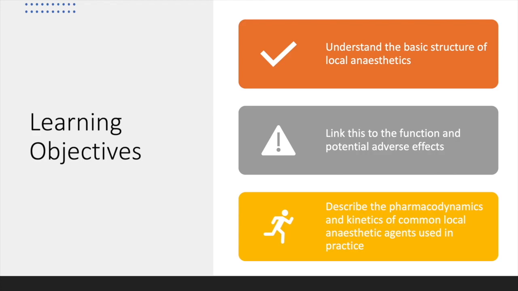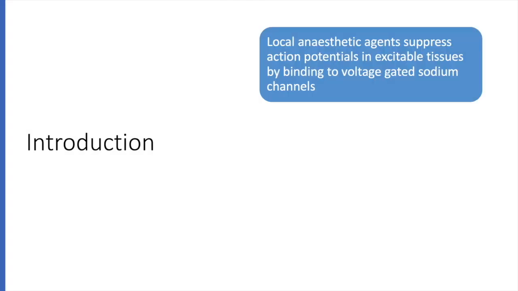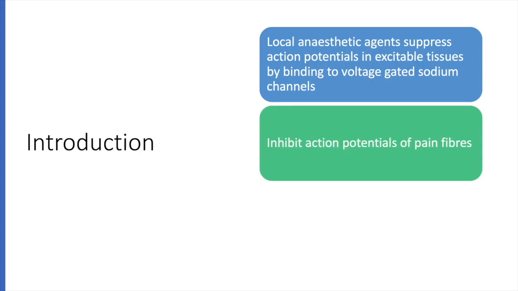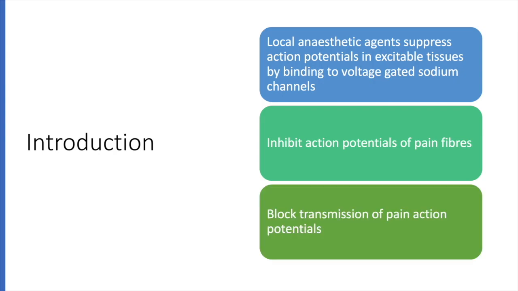Okay, so local anaesthetics generally suppress action potentials in excitable tissues, and they do this by binding to the voltage-gated sodium channels. They inhibit action potentials. They do inhibit pain fibres, but they also inhibit other fibres as well. By inhibiting the action potential, they block transmission of pain.